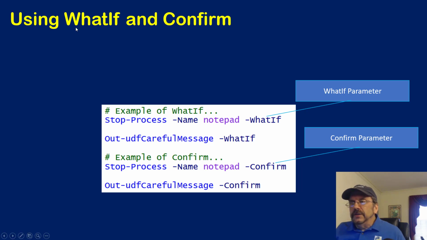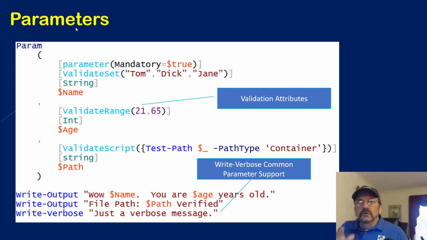Okay, so we've seen the use of stop process, what if, and confirm. And we've seen that we can get that support within our own commandlets, but we also saw functions, and we also saw that we can have custom control over those. I did want to talk about this too, because an advanced feature that you have with parameters is you have a lot of custom control over your parameters to your functions.